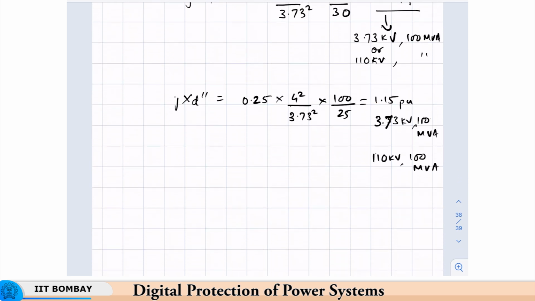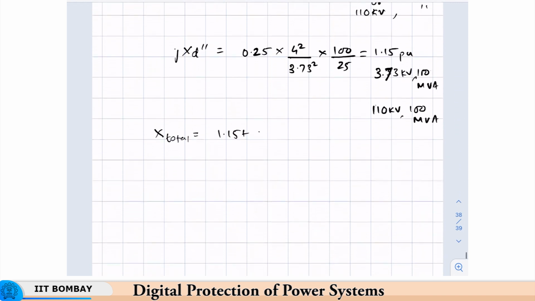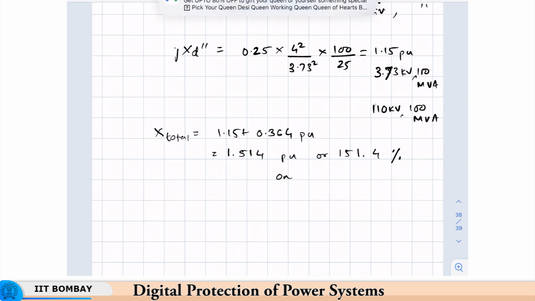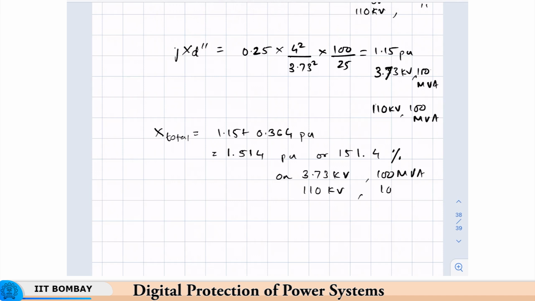Okay. So what is the total reactance that we set out to find? X total is 1.15 plus 0.364 per unit, which is 1.514 per unit, or 151.4 percent, again on the same 3.73 kV, 100 MVA base or 110 kV; both are equivalent. Remember that since there is a transformer, the base on either side can be taken.